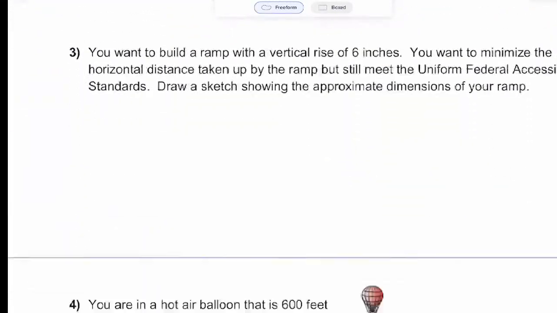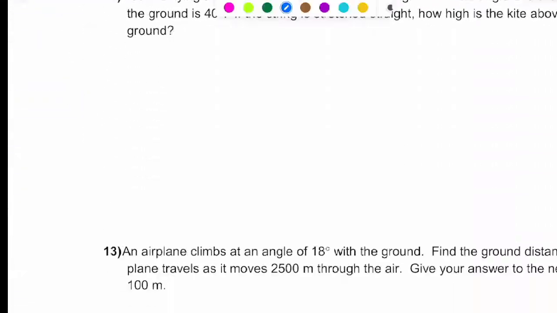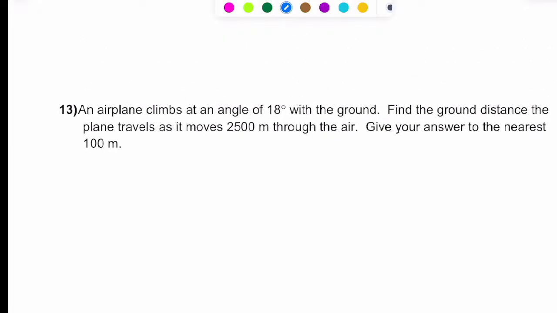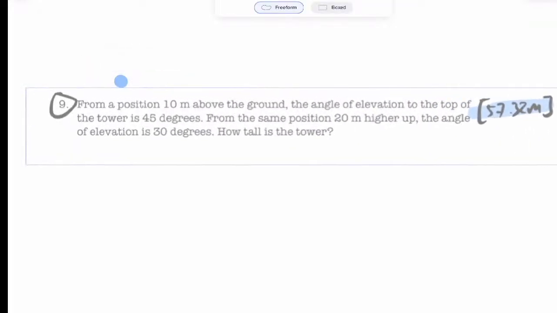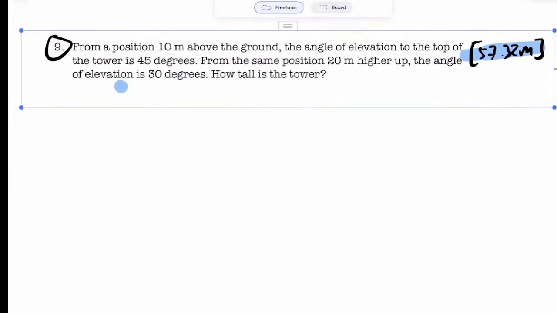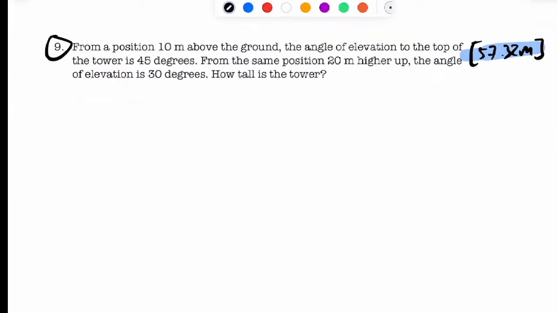Okay, so number 9. Let's check it out. Okay, so the answer was 57.32 with number 9. Let's try to draw this.